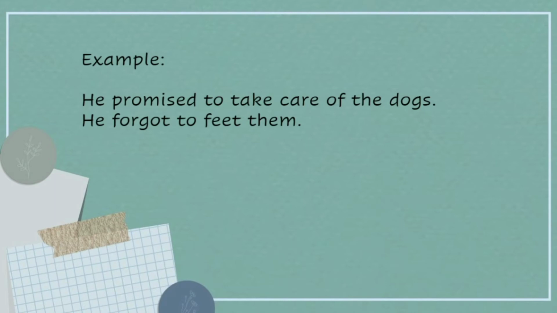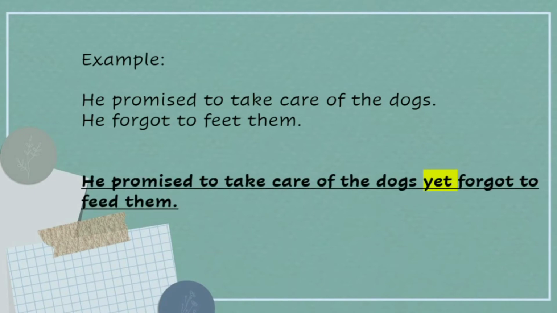So in here, he promised to take care of the dogs. He forgot to feed them. So how will we combine this using the coordinating conjunction yet? So it will just look like this: he promised to take care of the dogs, yet forgot to feed them. Okay, so that could be the representation of using yet in the sentence, combining these two sentences above.